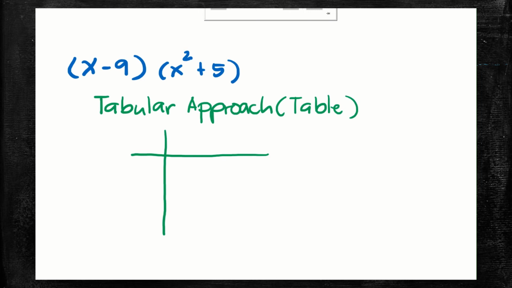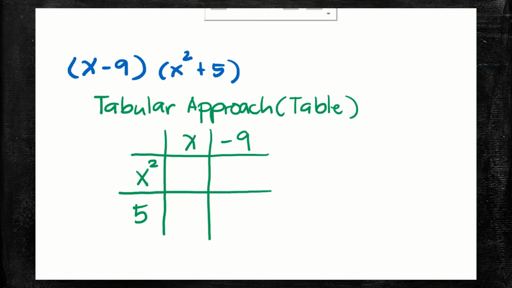It doesn't matter. So we list down our terms: x, and then minus 9, you write that as negative 9. X squared plus 5, you write it vertically, you have x squared and a positive 5. So create some sort of a table, and this is where you will place the product of each pair. For example, x squared times x becomes x cubed.